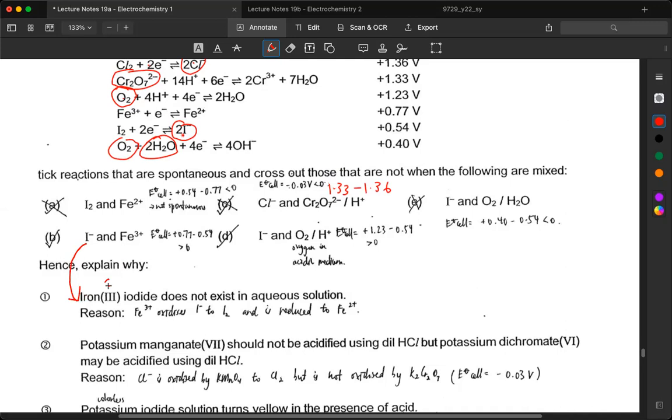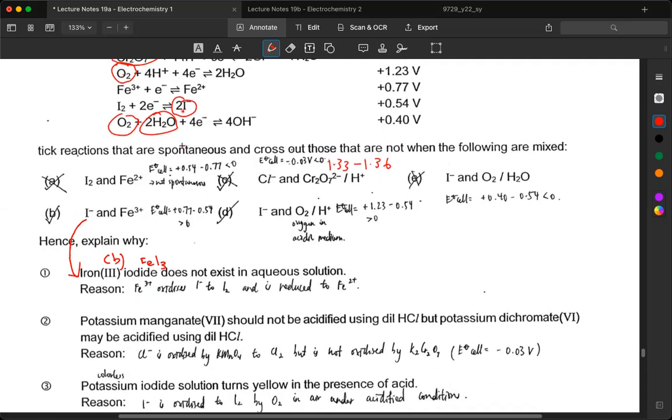So there is no reaction because, so how do you explain? You just say Fe3+ oxidizes I minus. So it won't exist with I minus. And Fe3+, when it reacts with I minus, will not remain Fe3+, it becomes Fe2+. So FeI3 doesn't exist.